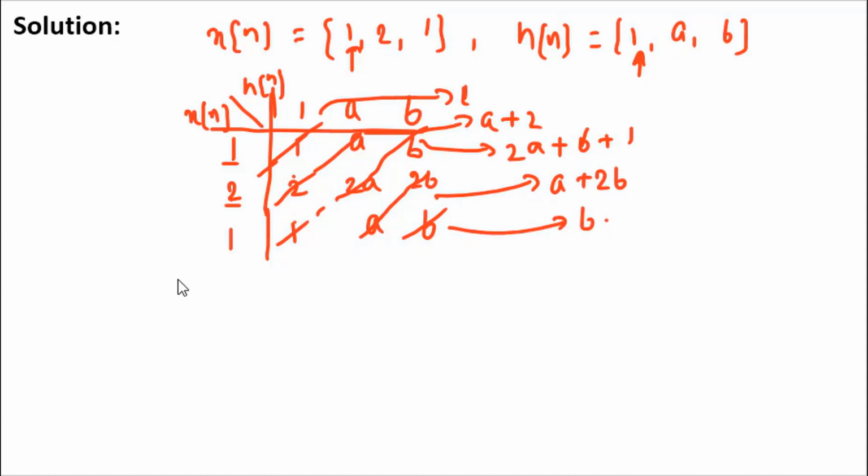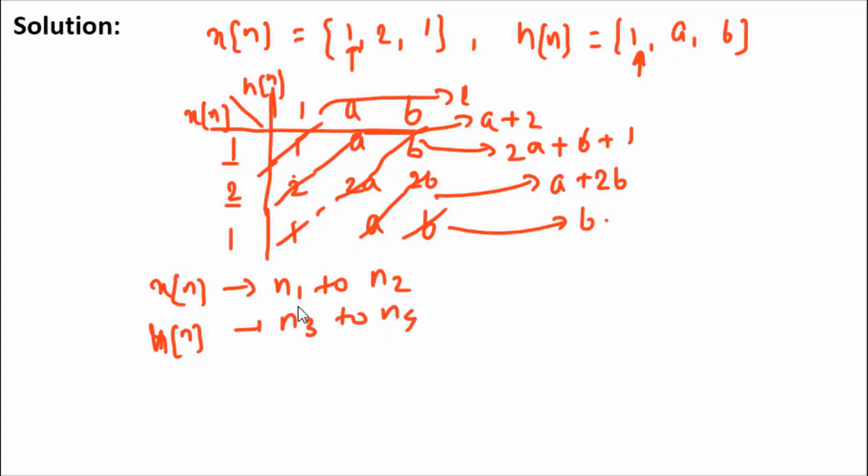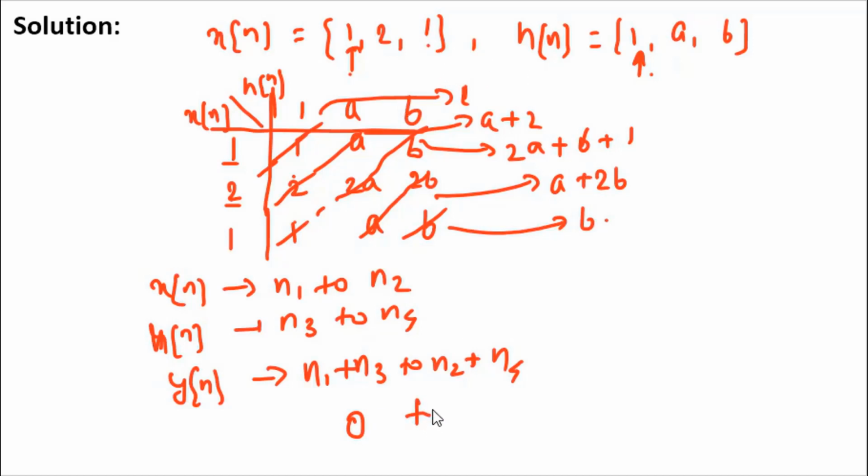Now where is your 0 point? Let's say x of n is lying from n1 to n2 and h of n is lying from n3 to n4, where n1 can take any value, that is 0 or minus 1 or anything. If you convolve these two signals, then your y of n will be lying between n1 plus n3 to n2 plus n4. So now in this given x of n and h of n, this is n equal to 0, so 0 plus 0 becomes 0, and n equal to 2 and n equal to 2, so it becomes 0 to 4.